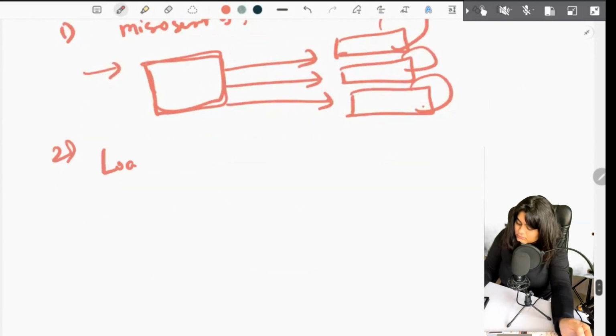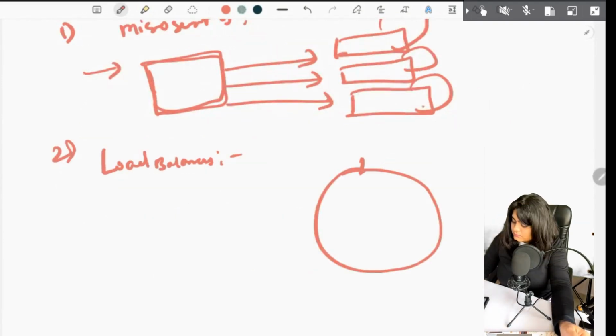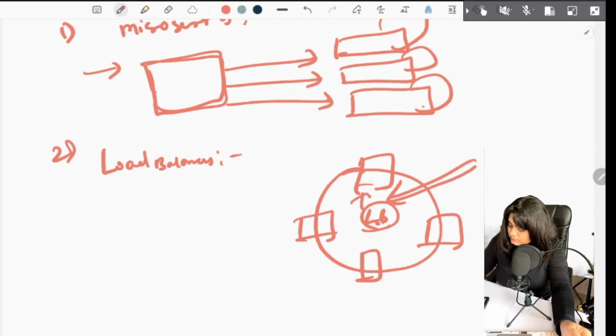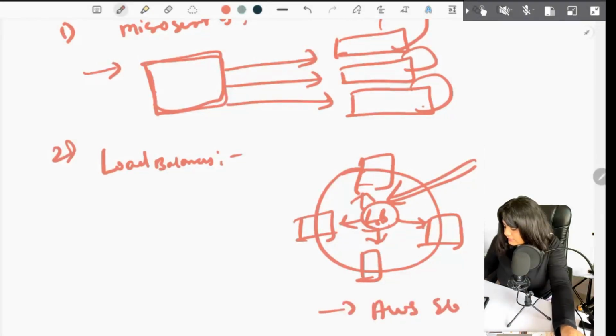Second is load balancers. Suppose these are some of the servers, and here is the load balancer. It makes sure that whatever traffic comes, it distributes it equally. A common example is AWS Elastic Load Balancer.